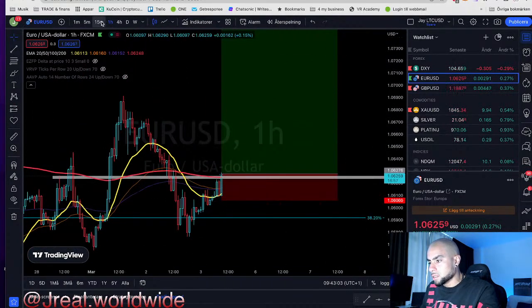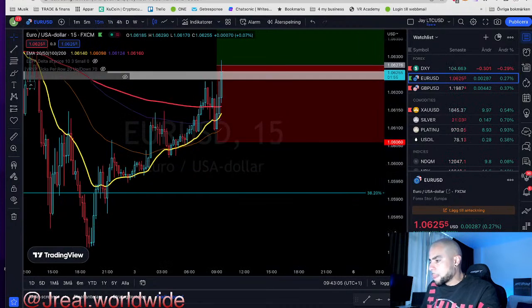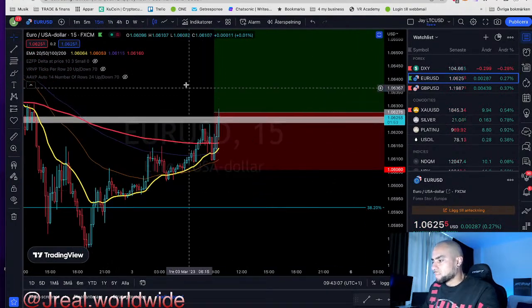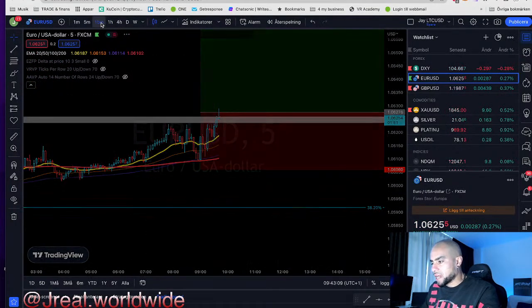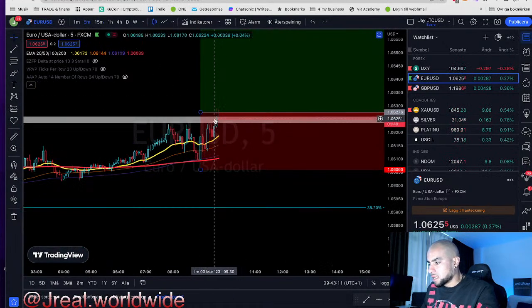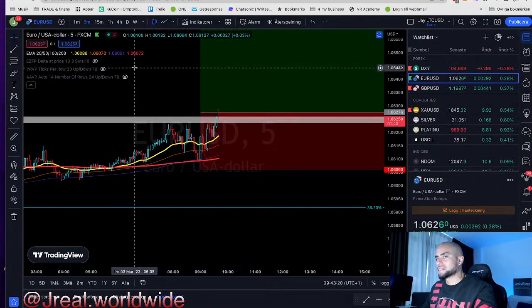Euro USD, we wait a minute with this one. I'm gonna tell you why we wait. Because we're in gold right now. And this 5 minute candle closed inside the entry zone, inside the resistance zone, not above. So we want to see it close and show a nice, clear rejection.